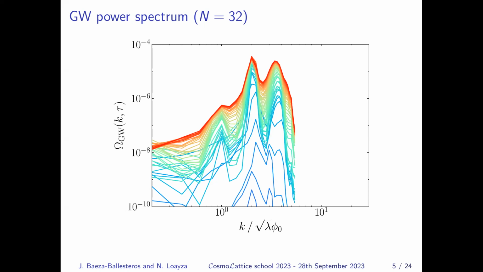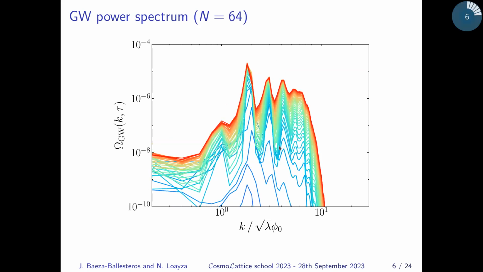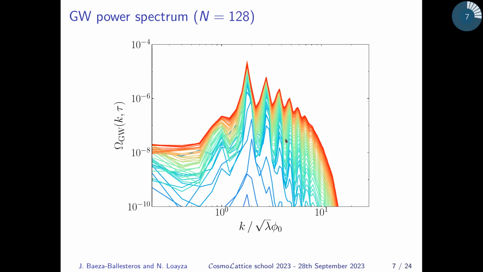There is another question in the chat. Why are the peaks of the GW always around omega star? I'm not extremely sure I understand this question. Maybe I can answer. Nico, go ahead, of course, please.